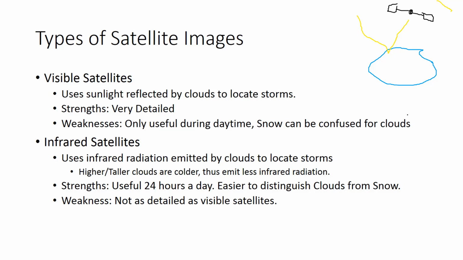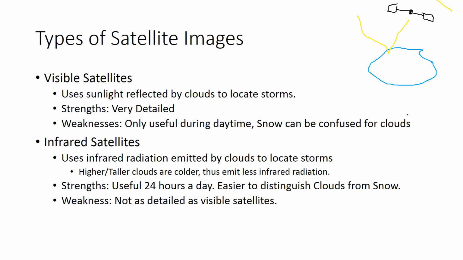And the other major downfall with these is that they rely on the amount of solar radiation reflected off an object to identify where clouds are. And there are some objects on the surface of the Earth, mainly ice and snow, that are just as reflective as clouds. And so oftentimes a visible satellite image can confuse snow or ice for a cloud. As meteorologists, we need to be able to discern the difference between snow and a cloud. And so it can get a little dicey there.